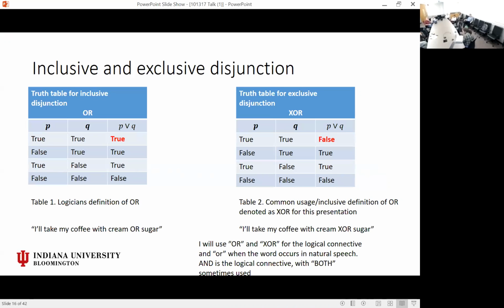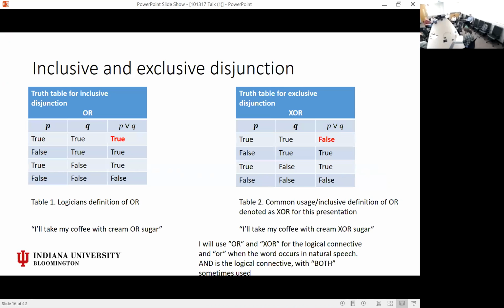This is the meaning that most of us as STEM folks probably are familiar with, but it's pretty uncomfortable for non-STEM folks. Essentially, the inclusive definition of OR allows for both propositions connected by the operator to be true. So a mathematician who says, I'll take my coffee with cream or sugar would be happy to have coffee with just cream, happy to have coffee with just sugar, or happy to have coffee with both cream and sugar.